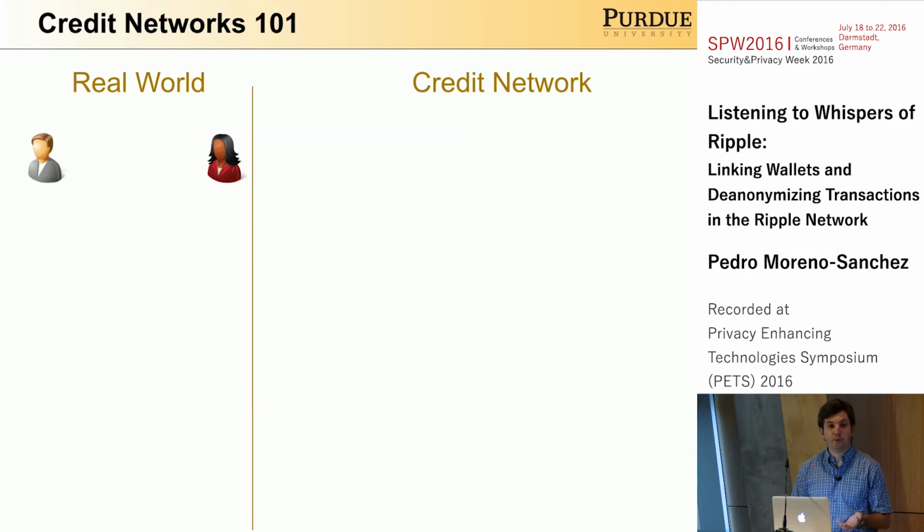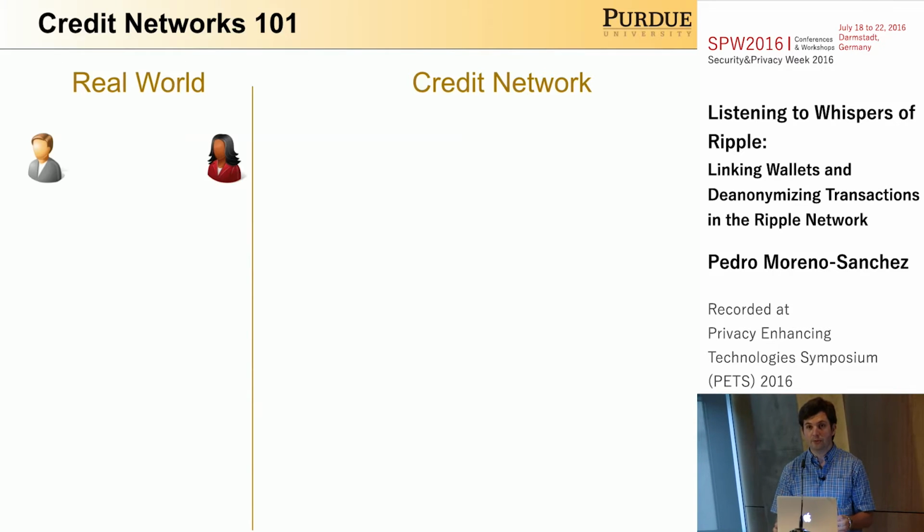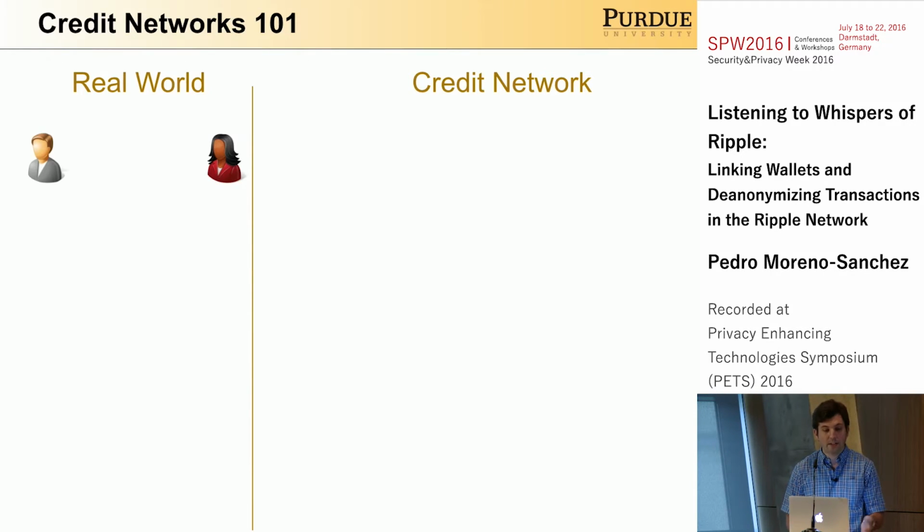A credit network is used to represent trust between users via credit allocations. Let's see through an example.